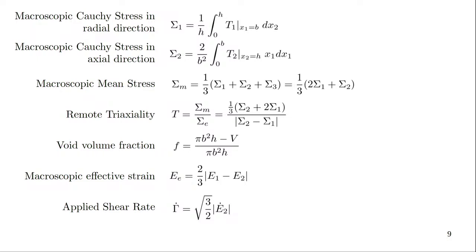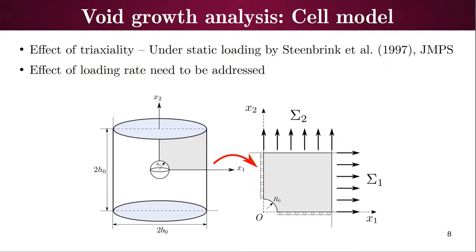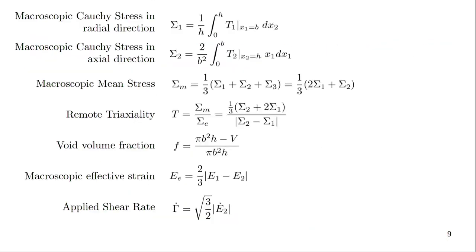Now, we will be looking at different parameters throughout the presentation, so I will define them here. The macroscopic stresses in the x1 and x2 directions are given as average stresses in that direction, denoted as sigma 1 and sigma 2. The macroscopic mean stress is given as sigma m, which is nothing but the pressure, (sigma 1 plus sigma 2 plus sigma 3) divided by 3.